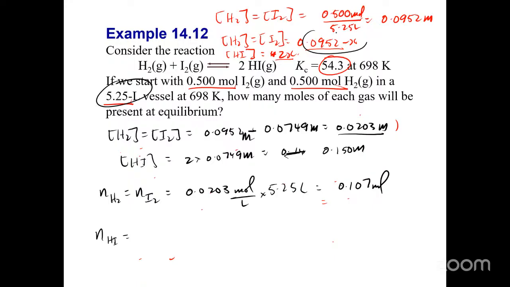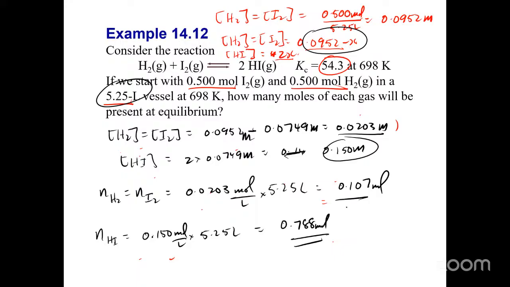And then for the number of moles of HI, that will be equal to what we have here. No, not there, I'm sorry. That will be this, which is 0.150 moles per liter, again multiplied by the same volume because they're all in the same container. So 0.150 times 5.25, and according to my calculation, this works out to be equal to 0.788 moles. And these, ladies and gentlemen, would be the final answer.